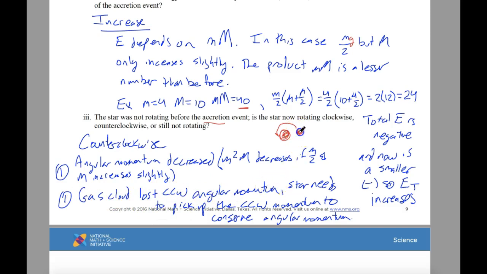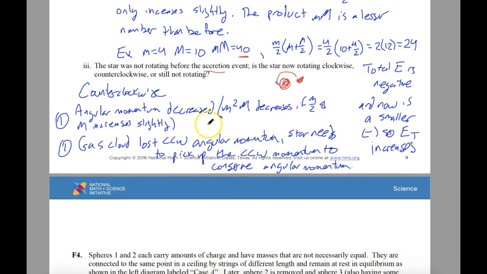So this gas cloud lost in this direction, so now the star's got to pick it up in the same direction. That is the law of conservation of angular momentum. That star picks up the counterclockwise momentum in order to conserve, so it's got to start rotating in that direction. And that is the end of F3.